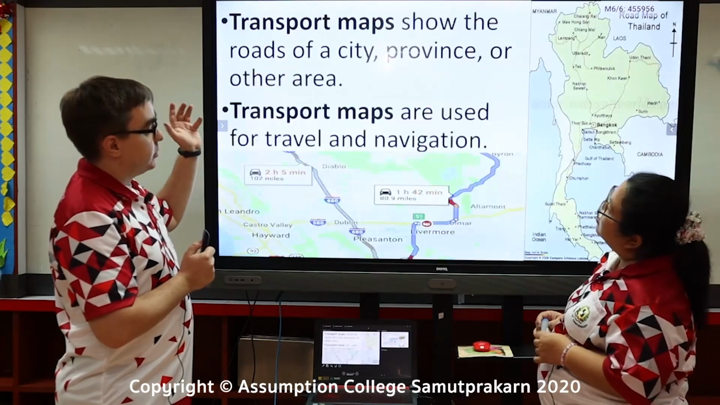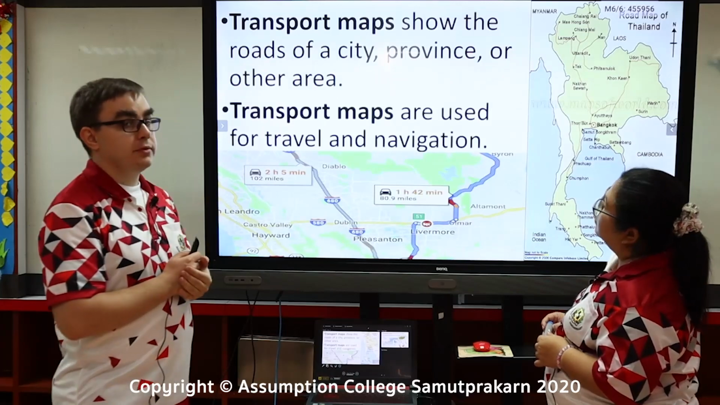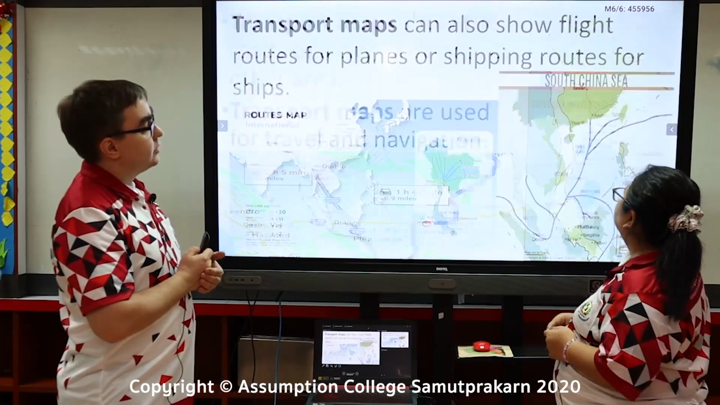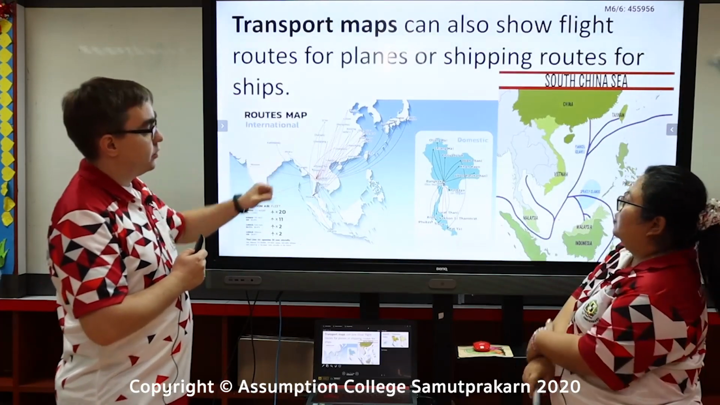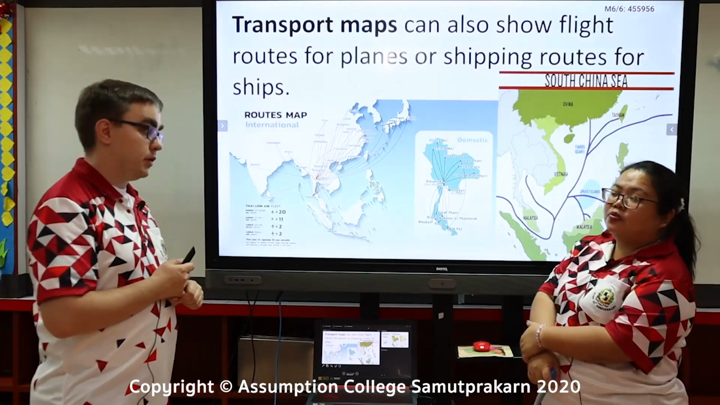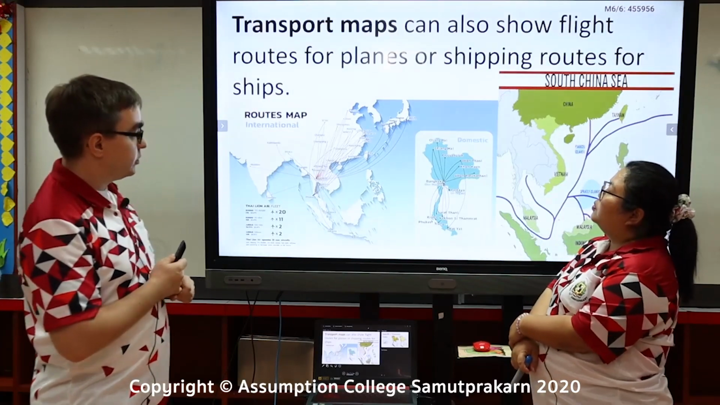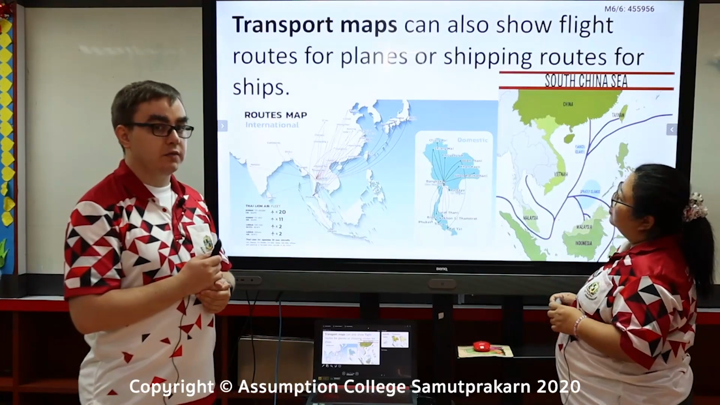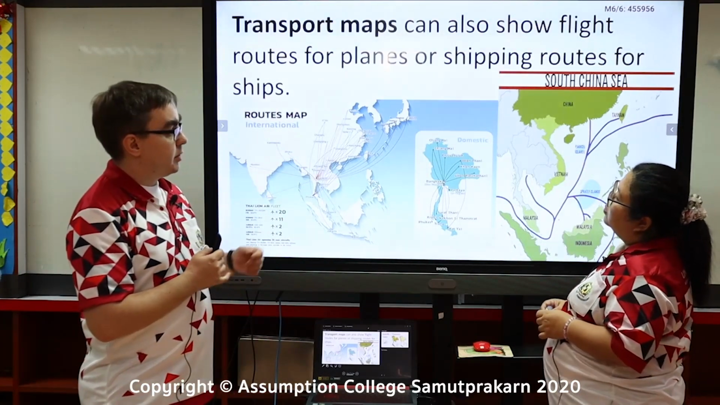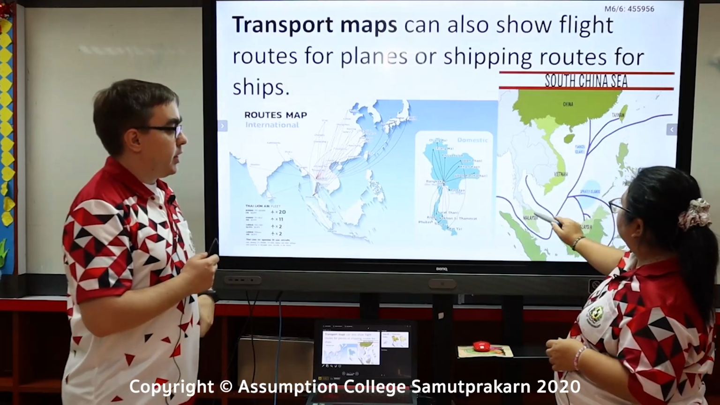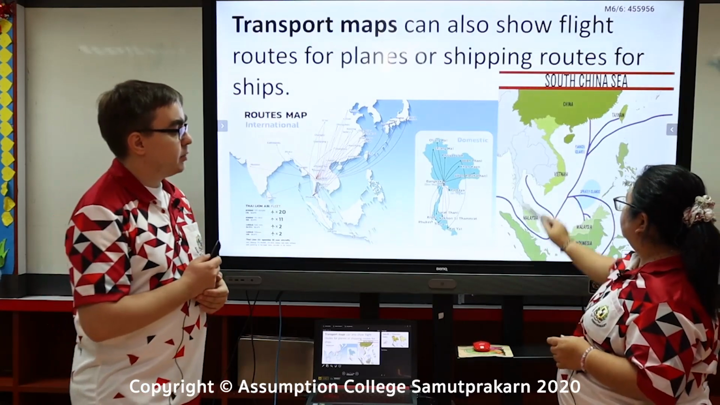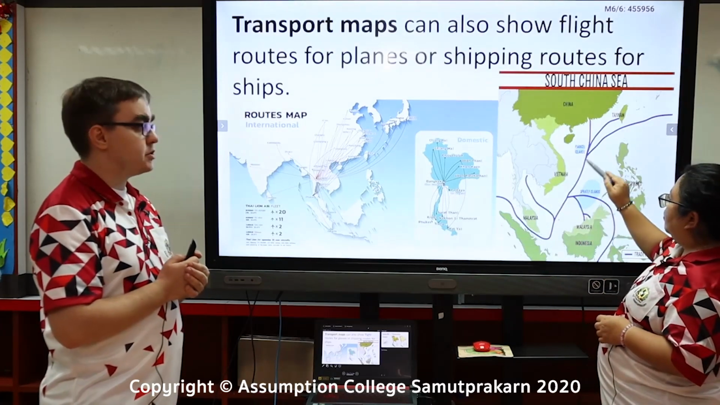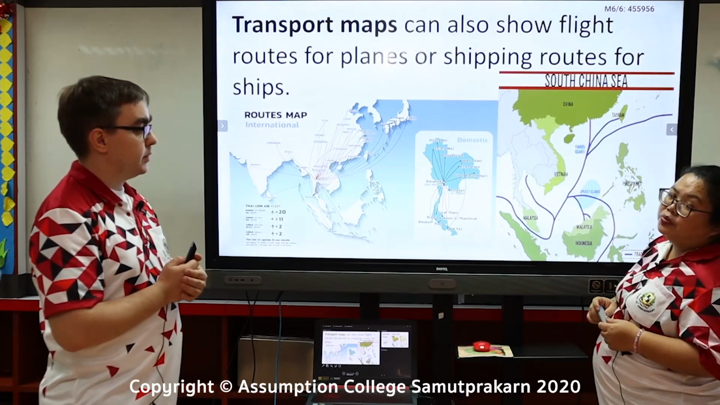Now, the maps we've shown you here are mostly road maps for cars, bikes, buses, trucks, and so on. Whereas this one shows the possible flight routes of planes. If you want, for example, to fly from Bangkok to Chiang Mai, you know there is a flight available. Now, the same goes for shipping routes for ships. How they move around by boat, shipping lanes in the sea.